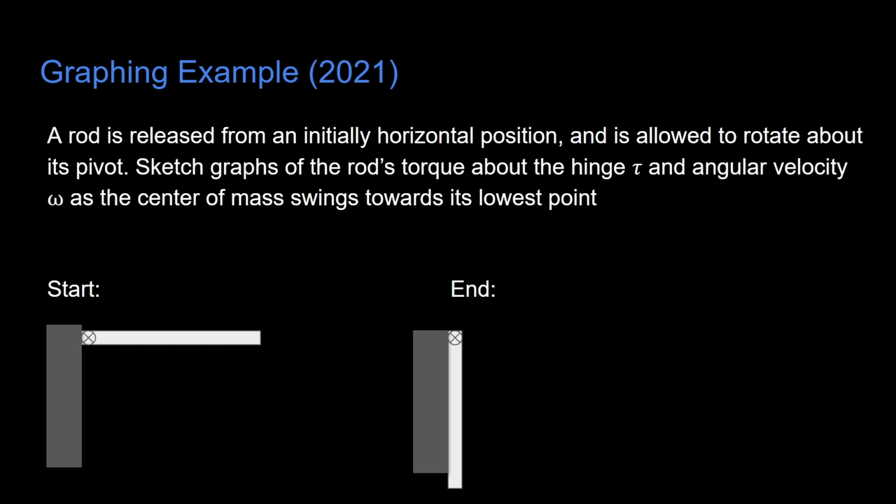So here's a good one that I liked recently. We have a rod that's initially horizontal, and then it is released and swings downwards towards a vertical position, speeding up. And we want to graph the torque acting on the rod about this pivot point and its angular velocity as a function of time. And we are stopping it right when it's about to hit the building. So right when it's vertical, basically.